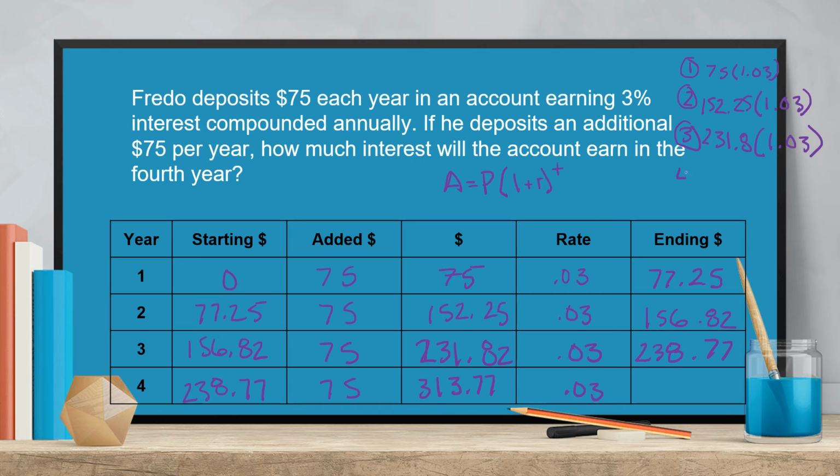So in year 4, we're looking at 313.77 times 1.03. Go ahead and do your math. And he ends up with $323.18, which is pretty good if you think about it. All this together is only $300, so he made $23 in profit in 4 years. Pretty good deal. Let's look at another problem.